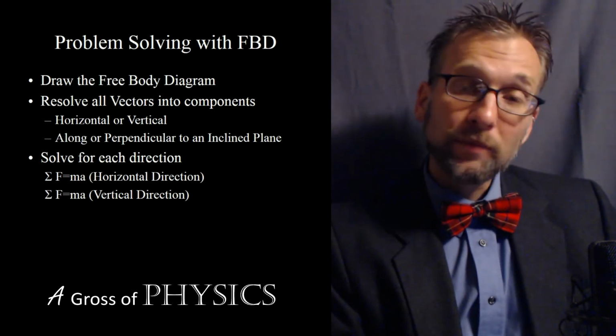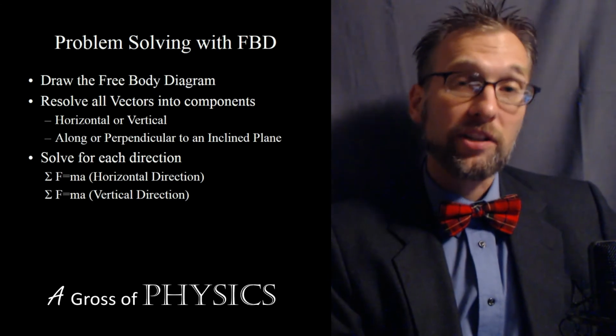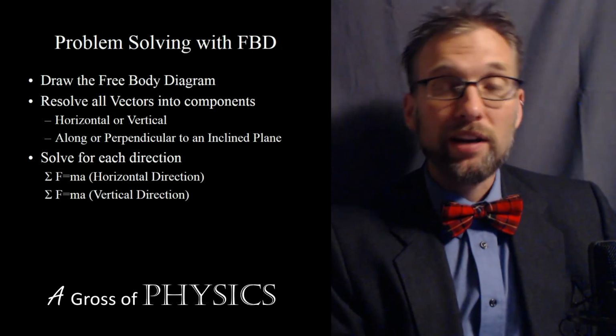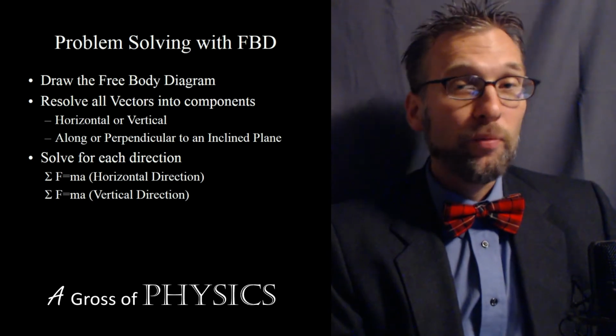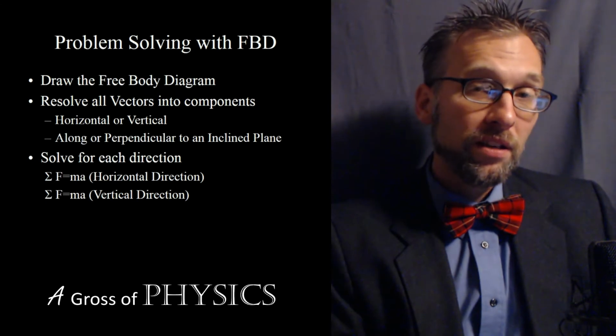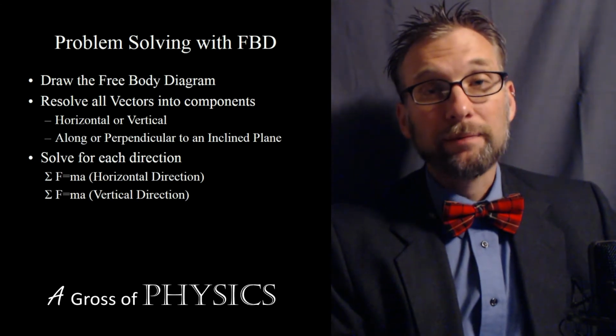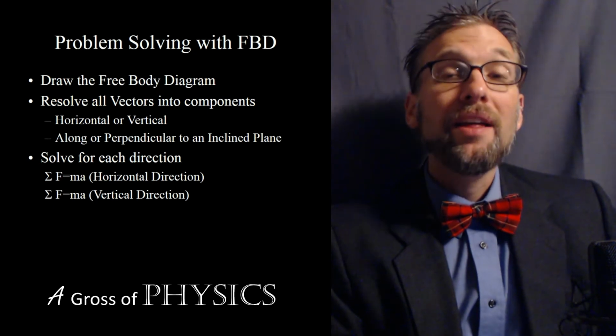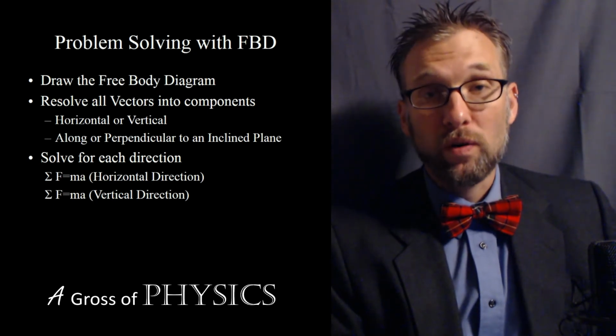At this point, we would sum up all the vectors in the x direction and set it equal to ma. So if there were 5 vectors to the right and 2 vectors to the left, it would be the 5 vectors plus each other, the 2 vectors to the left minus, and then you would set it equal to ma. The mass involved is the mass of the object that the free body diagram is drawn for.